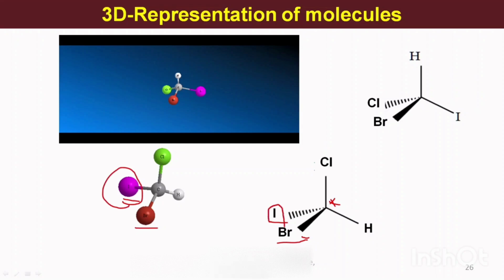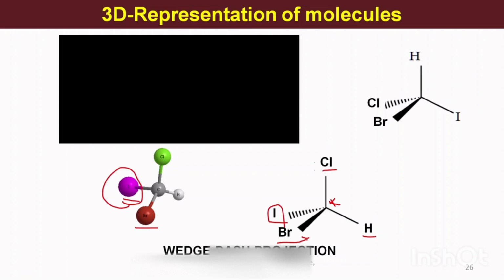The ordinary lines, here chlorine and hydrogen are connected by ordinary lines. These lines denote the atoms are in the same plane. So this is how the wedge projection formula is represented. This projection formula is most commonly used to represent the right orientation of the atoms or groups.